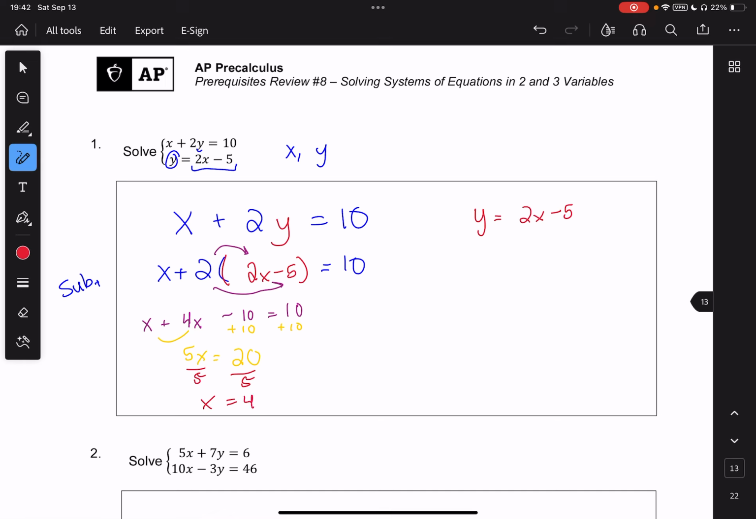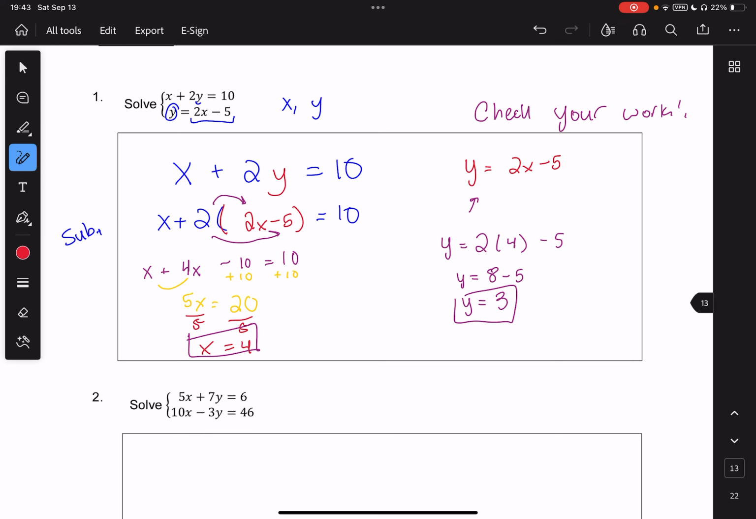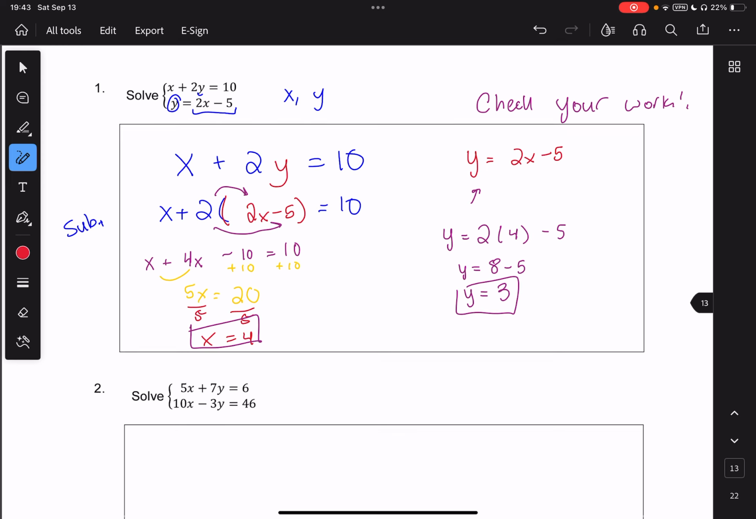Okay, so now that we have our x, we can take our x value and plug it into an equation we have here and solve for y. So y is equal to 2x and our x is 4. So 2 times 4 minus 5. So y equals 2 times 4, which is 8, minus 5. So y is 3. So we have y is 3 and x is 4. And if we want to know we're right, we can always check our work. It's very important to check your work, especially if you have extra time. Say you're taking the AP exam and you have a lot of extra time, you can always go back, check your work, make sure you're correct.